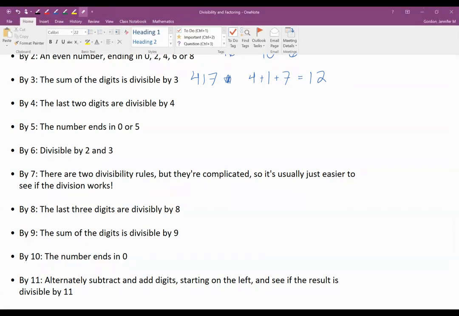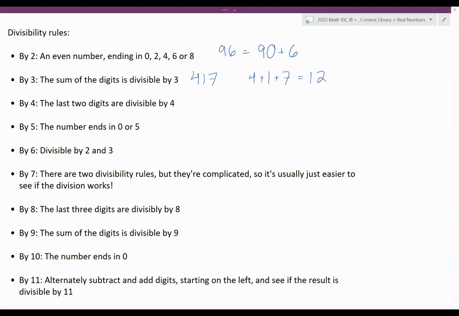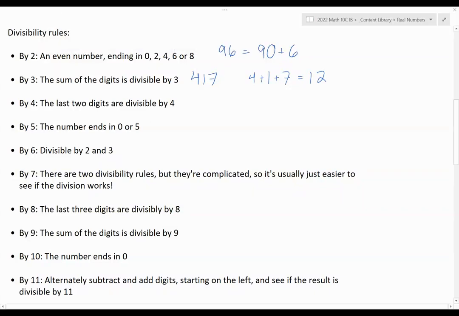For divisibility by 4, we need the last 2 digits to be divisible by 4. So a number, for example, like 7,924 would be divisible by 4 because 24 is divisible by 4. The rationale for this is very similar to the rationale for divisibility by 2. This is 7,900 plus 24. And if I have something times 100, that's always going to be divisible by 4. So if the last 2 digits are divisible by 4, then so is the whole number.